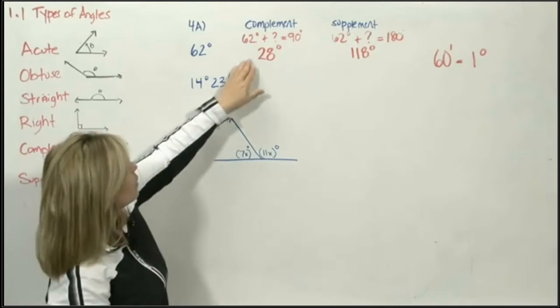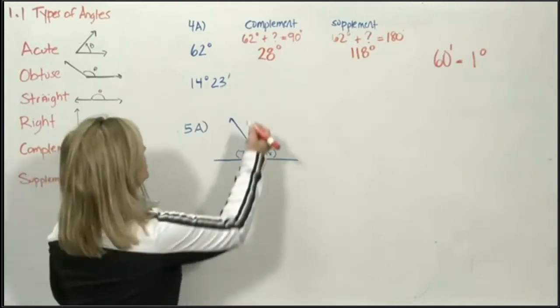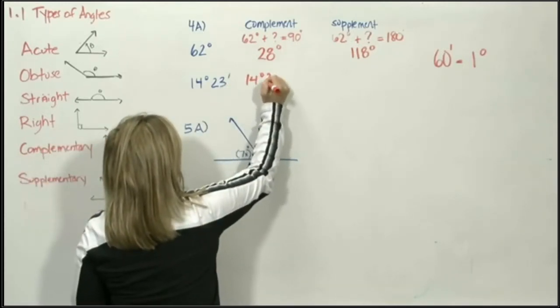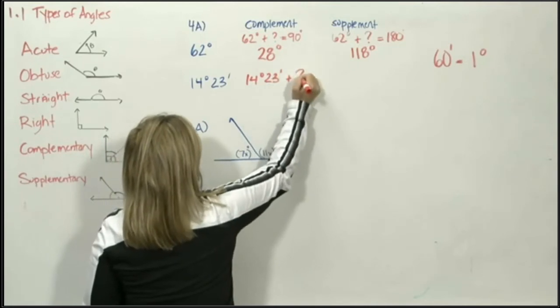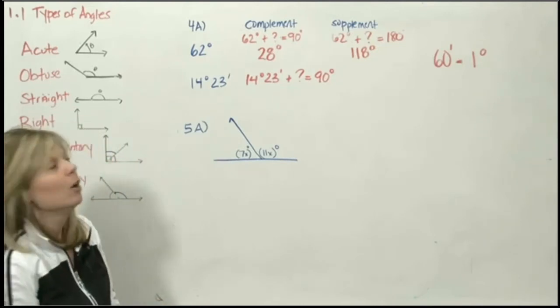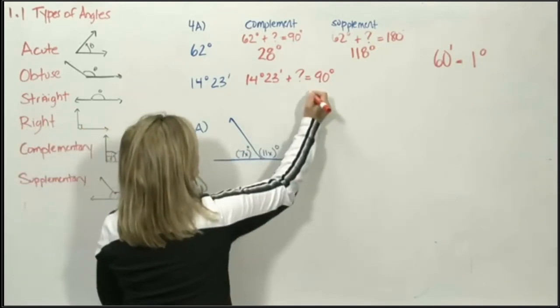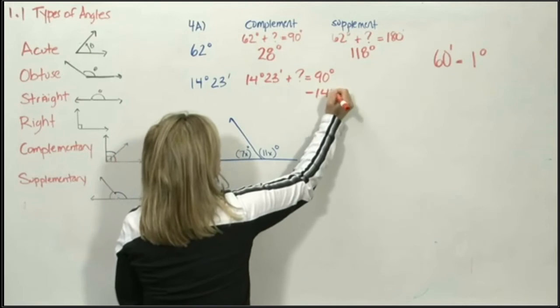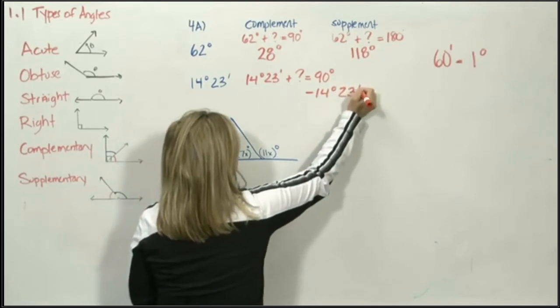Okay, well, I want to know its complement. Well, the rule is if I take 14 degrees, 23 minutes, and add it to another angle, I should get its complement of 90. Well, the opposite of addition is subtraction. So from 90 degrees, I want to subtract 14 degrees, 23 minutes.